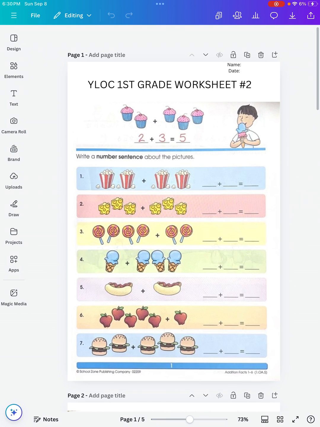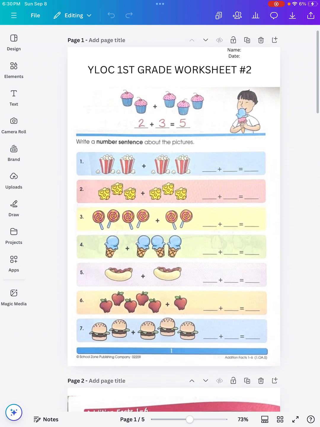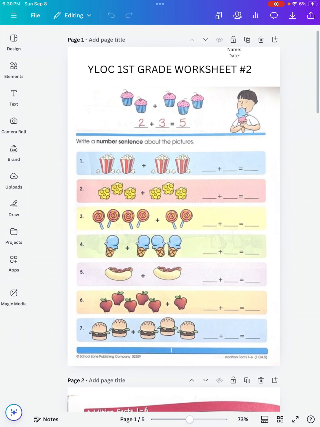Okay, page number 1. It says, write a number sentence about the pictures. So here are all the number sentences shown in pictures. What we have to do is count the number of items shown in each problem, then write it out and find how many are there in total. For this page, we'll start with question number 1.